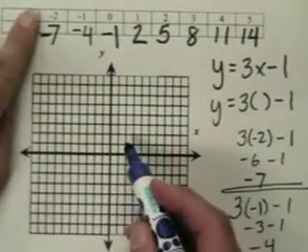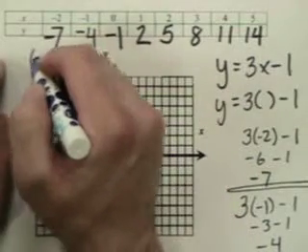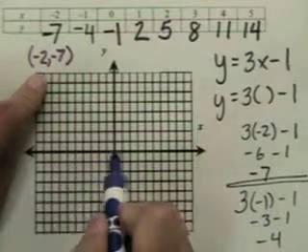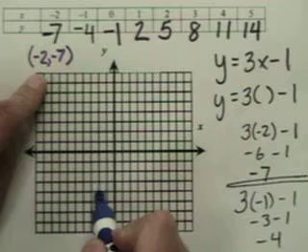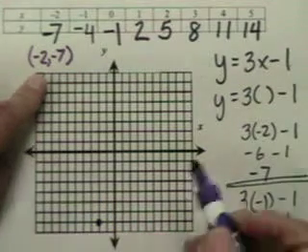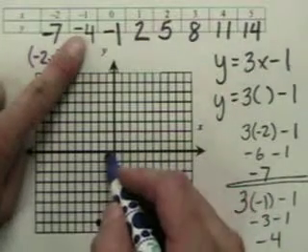The first point, the x value is negative 2 and the y value is negative 7. So that would be the point negative 2 comma negative 7. Remember the x always comes first, so I'm going to go to negative 2 on my x, and then 1, 2, 3, 4, 5, negative 7 on my y. The next one is negative 1, negative 4.